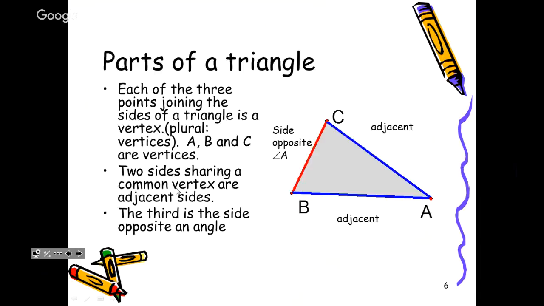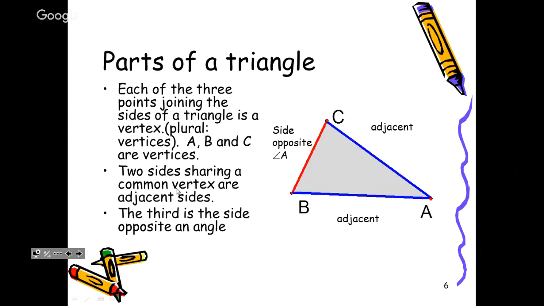Now, parts of a triangle. Parts of the triangle are made up of vertices and sides. The vertices, as we learned before, are vertexes, right? They're represented by capital letters. Those are points, and they're the point where two sides meet. Any two sides that share a common vertex are called adjacent sides. So here in this diagram, we see that BA and CA are adjacent sides because they share the vertex A. They both share that A, so they are adjacent sides.